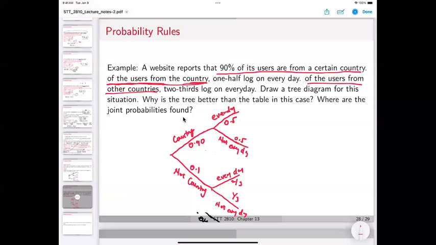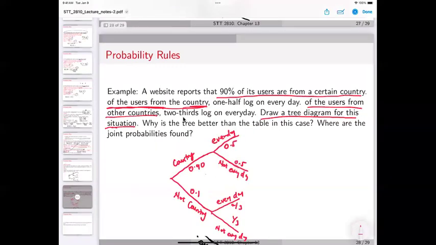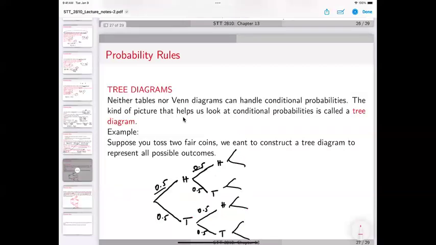So we've been able to answer the first one. This is an example in your homework, so you need to know how to do the tree diagram. And then the other question is, why is a tree diagram better in this case? A tree diagram is better because the conditional and the marginal probabilities are given. Like I did tell you, tree diagrams, or the pictures, are more helpful when we have conditional probabilities. So you see.